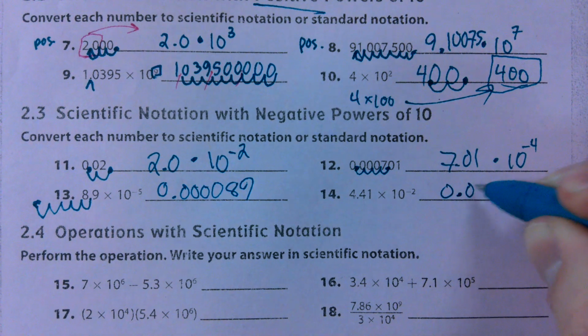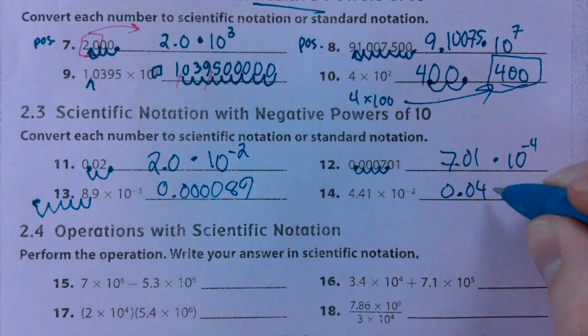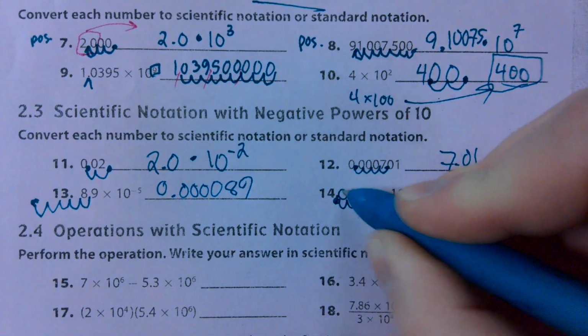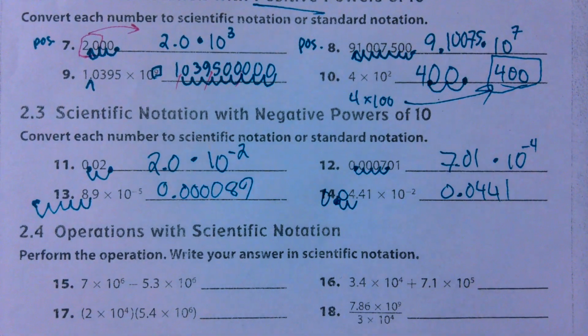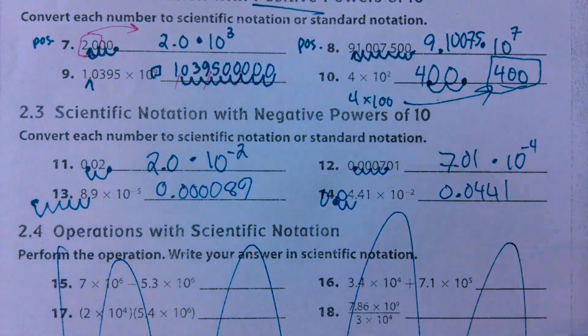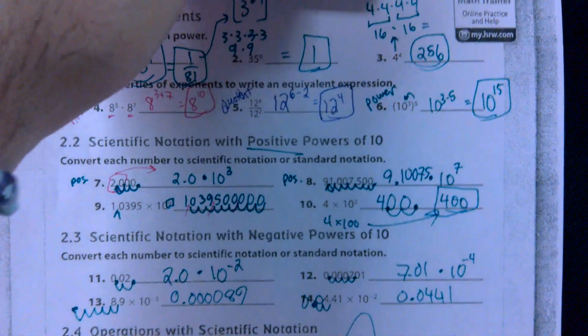Two spaces to the left over here gives us 0.0441. Sorry, 0.0441. Cross off the rest. Don't worry about all that nonsense. We're going to stop there at 14.